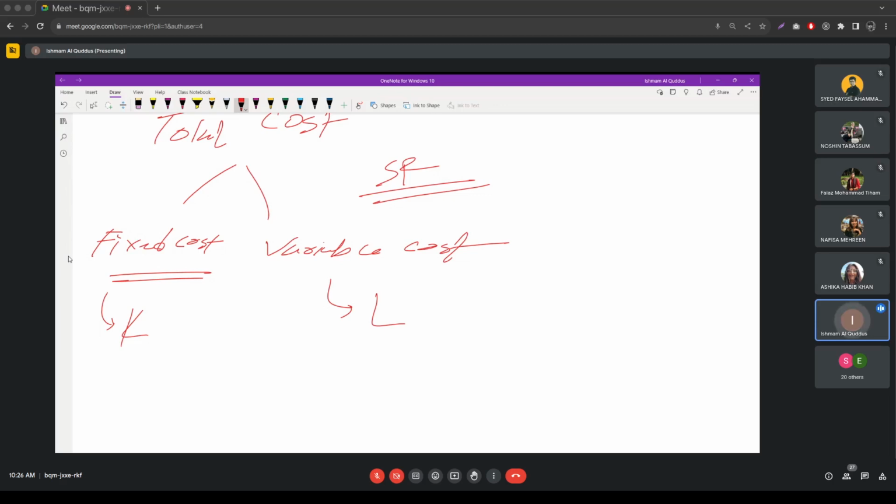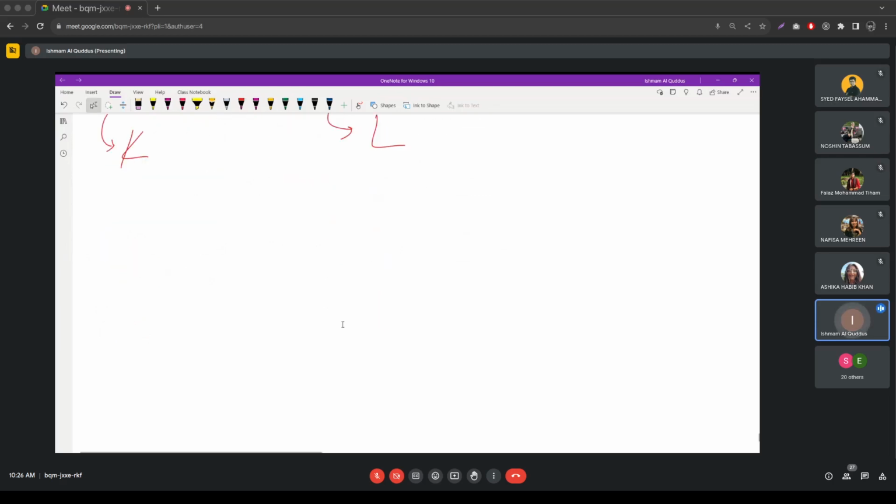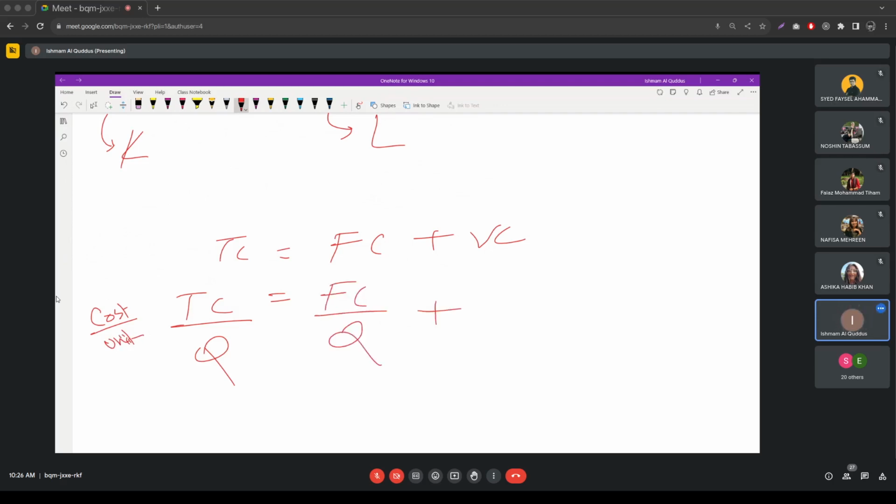Now, in economics, when you think of production, the total cost would be fixed cost plus the variable cost. Now, if I divide this TC by Q, which is cost per unit, right? So this is cost per unit. Cost per unit equals FC by Q plus VC by Q.